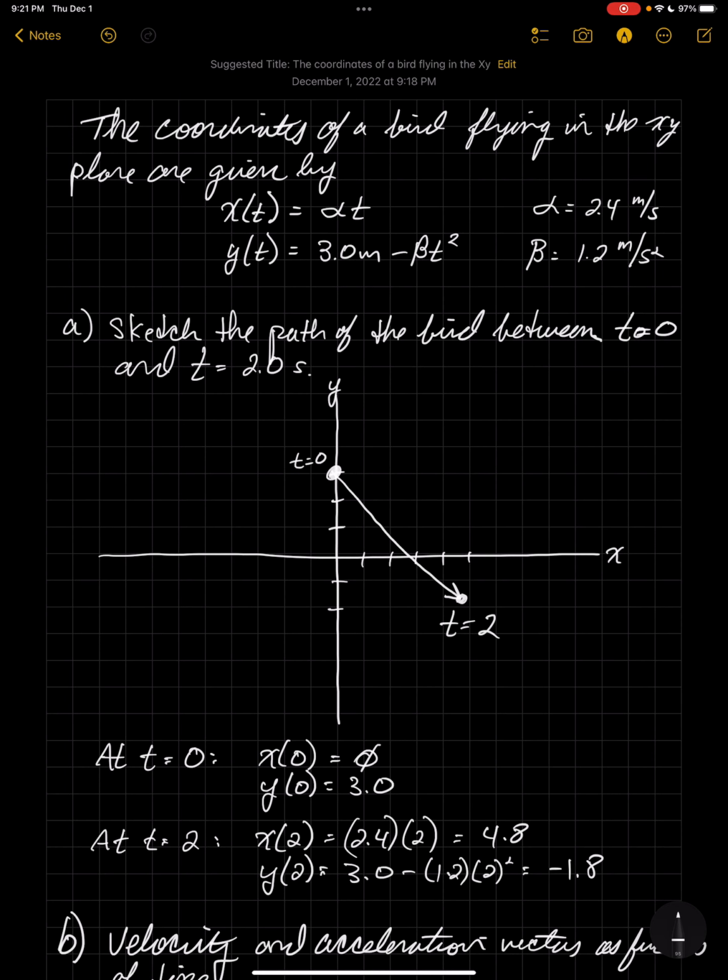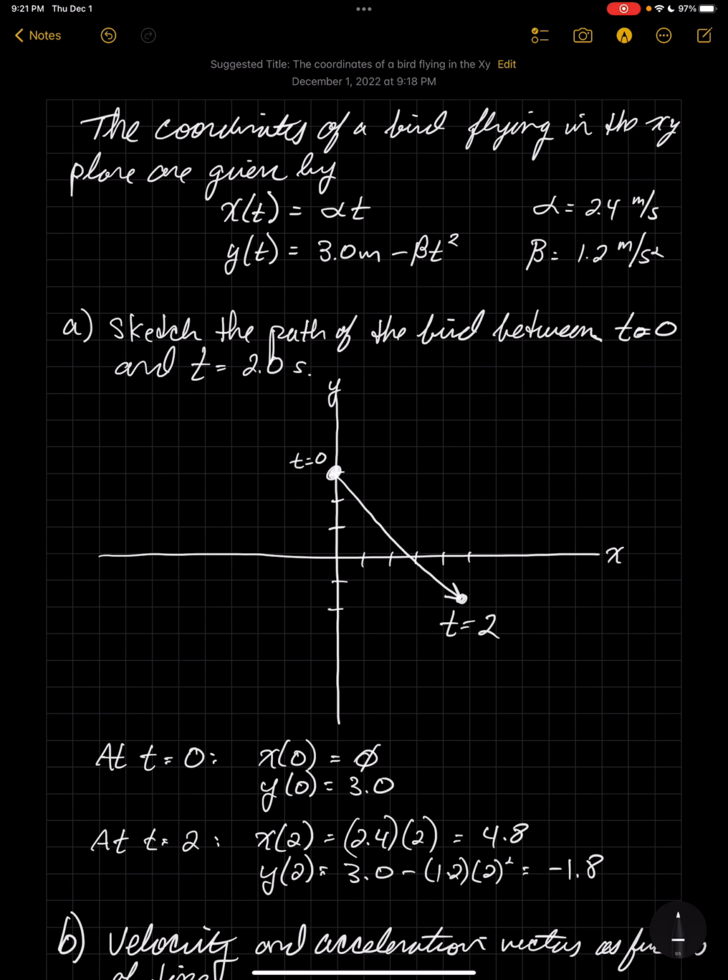x of t is equal to alpha times t, where alpha is equal to 2.4 meters per second. And the bird's position in the y direction is given by the second equation, y of t is equal to 3 meters minus beta times t squared, where beta is equal to 1.2 meters per second squared.